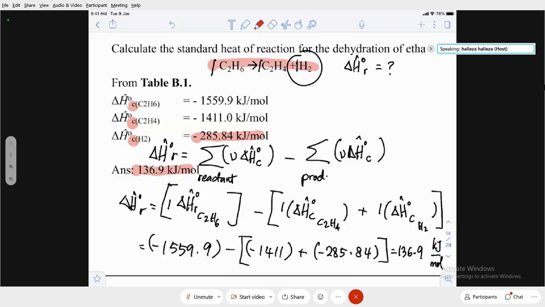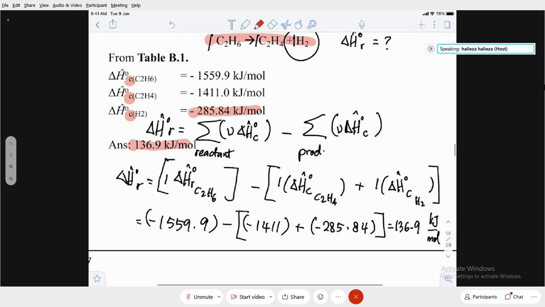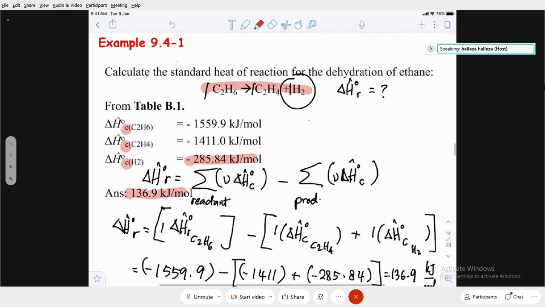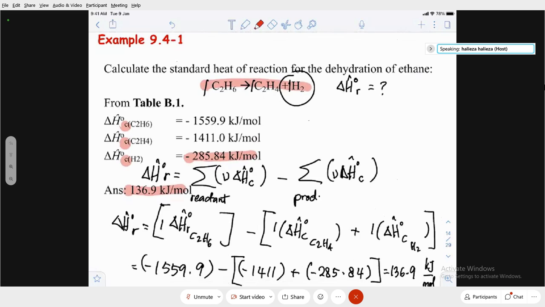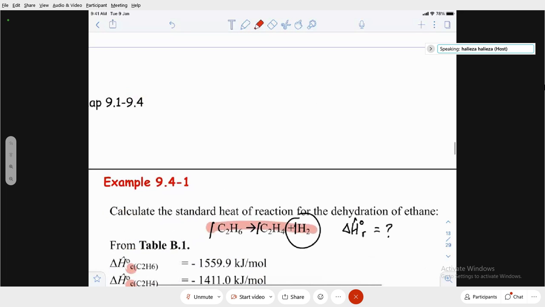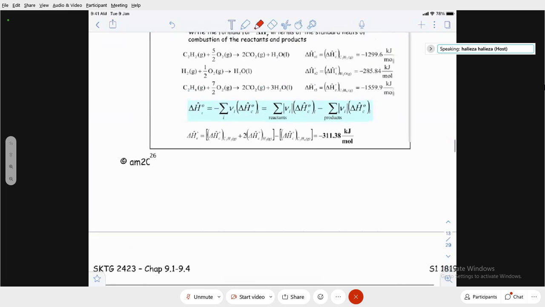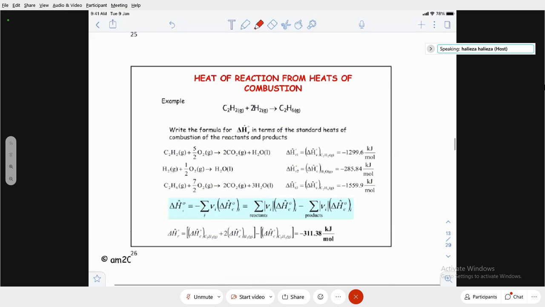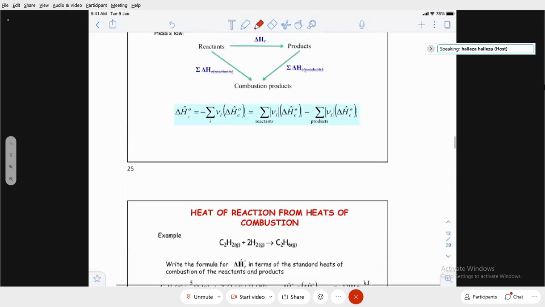Any questions? That example is example 9.41 from the textbook. We haven't looked at energy balance yet. We're just looking at heat of reaction, because you need that heat of reaction in order to do your energy balance. There are two methods for how to do your energy balance. So let's see. This is also using your heat of combustion.